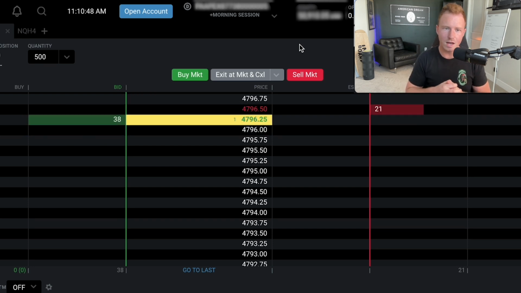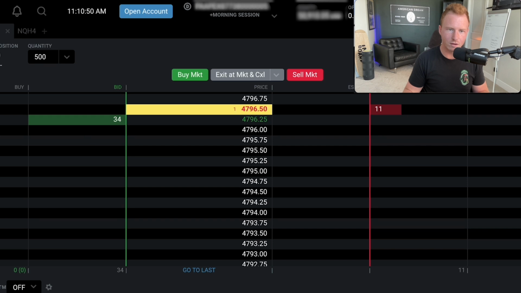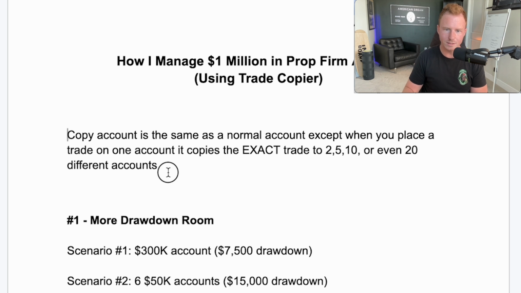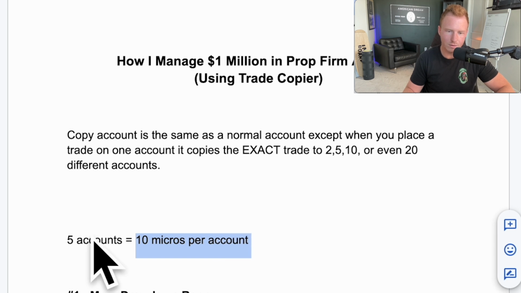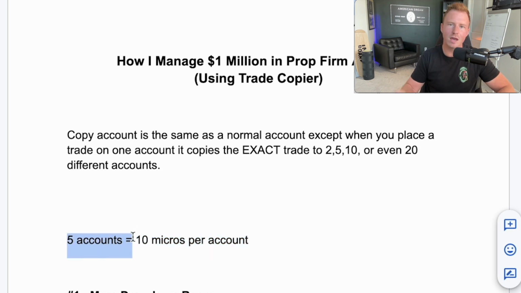Now keep in mind, you're going to have to set up your contracts the right way. Okay, so let's say we're trading ES here. What you're going to need to do is, for example, let's say on these 5 accounts, you want to trade 10 micros each, okay? 10 micros per account. Okay, so if you're trading 10 micros per account and there's 5 accounts, you need to buy 50 contracts, okay?